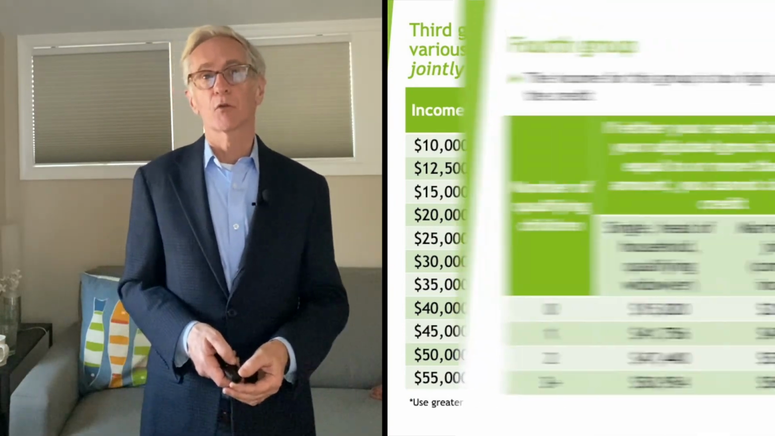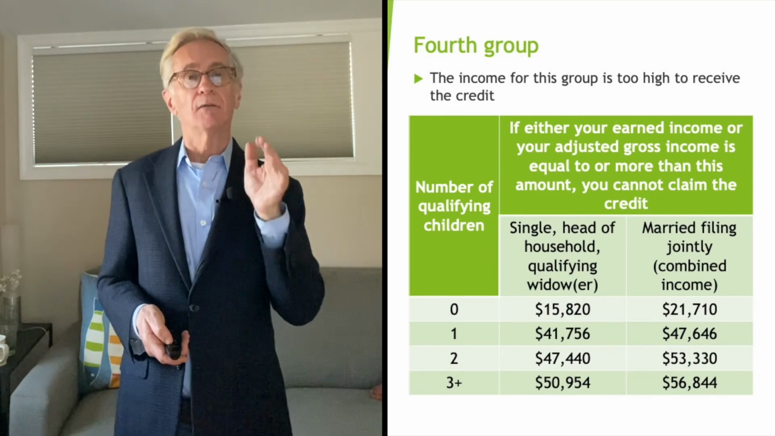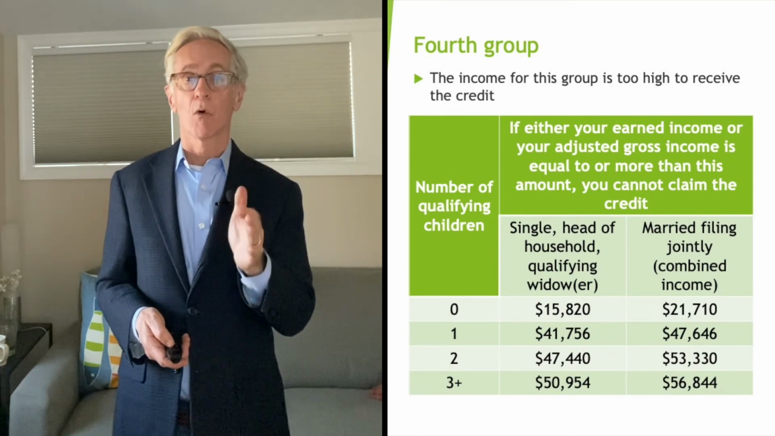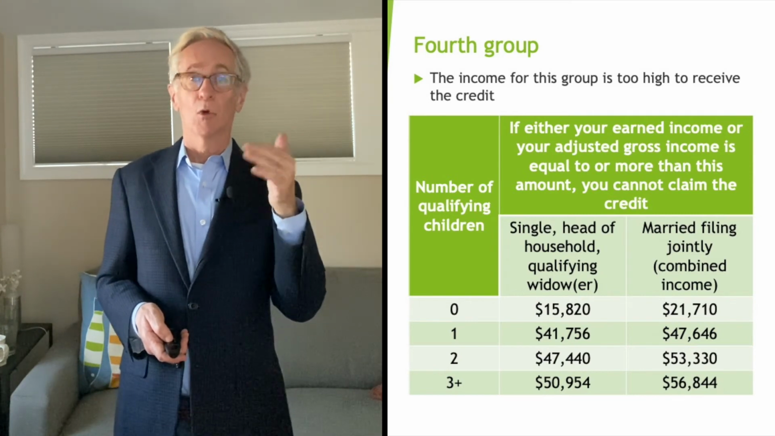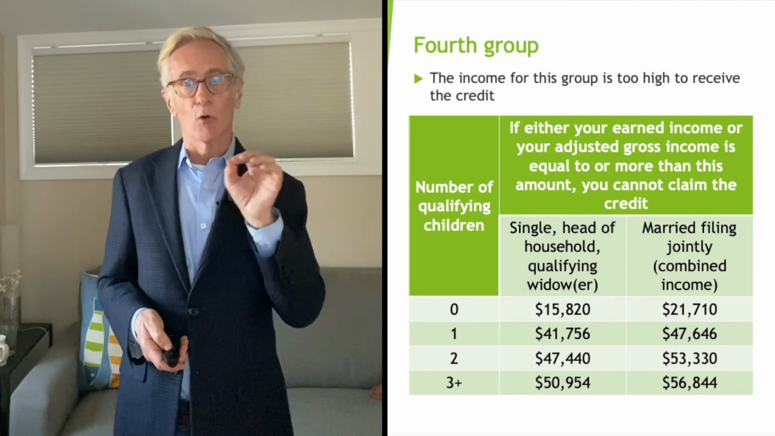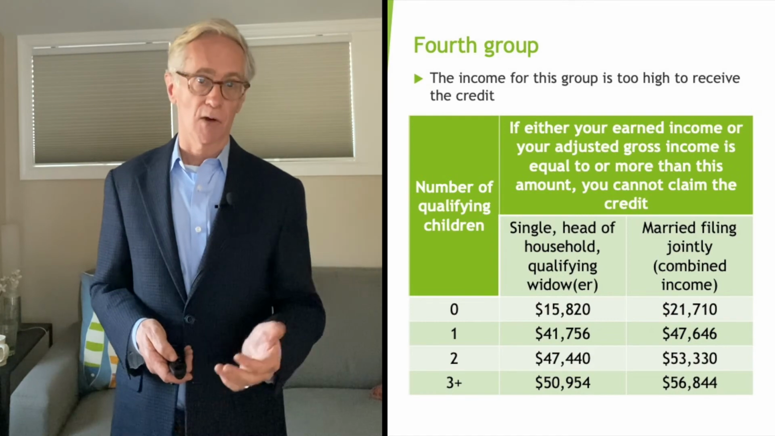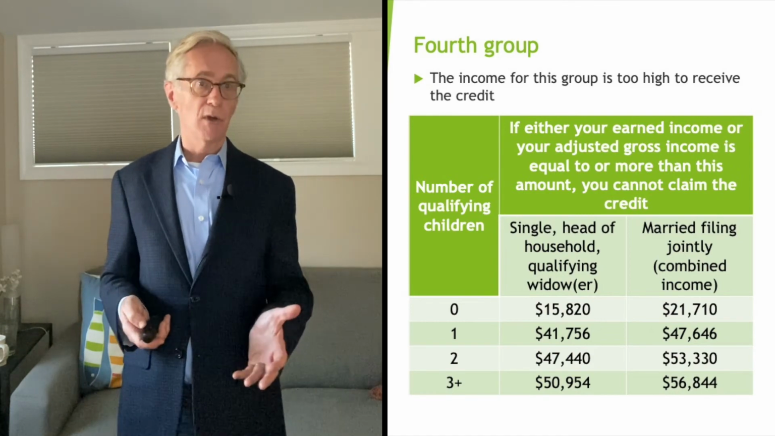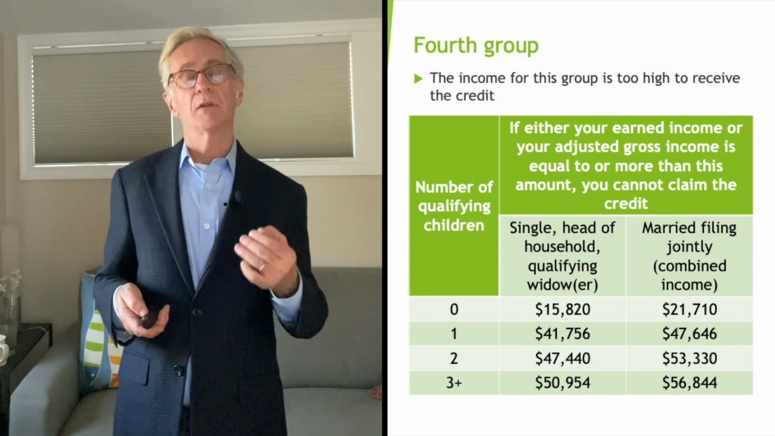Then we have the fourth group. The income for this group is just too high to receive the credit. If you make this much money or more using earned income and adjusted gross income, so really the greater of the two, then if you make that amount of money or more, you make too much money, your earned income credit amount is 0.